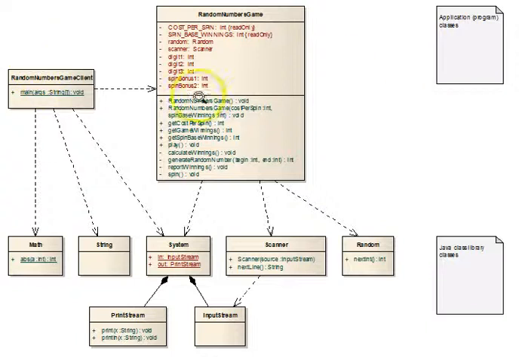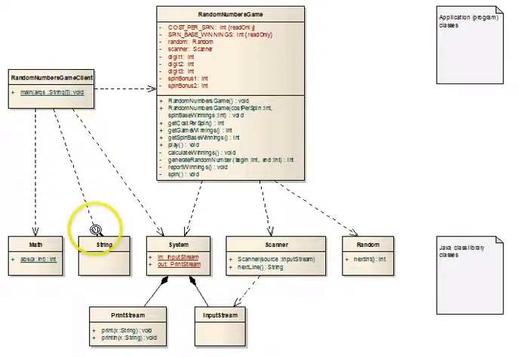Here we have some layering as well. Here's our program class right here. It's called Random Number Game, and there's a client of it over here, Random Number Game Client. That's our application, and our application has to use classes in the Java class library, and these relationships show how those classes come into play.